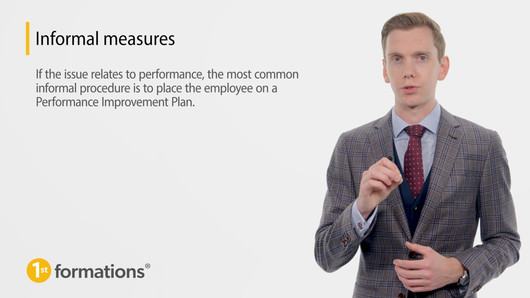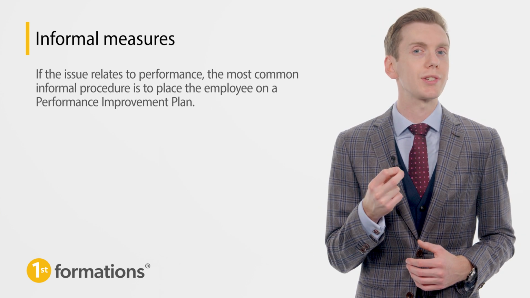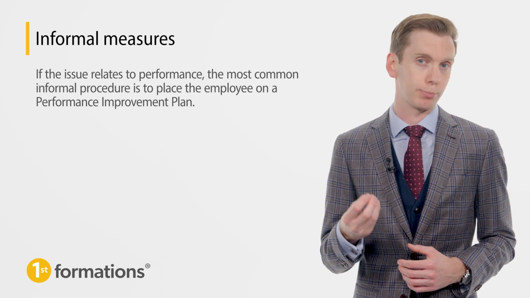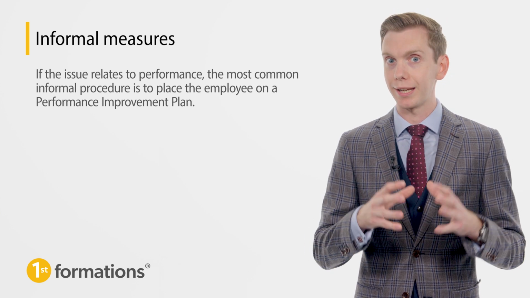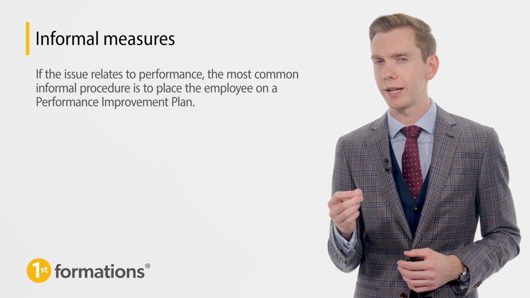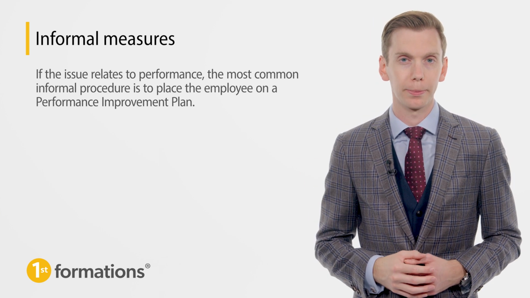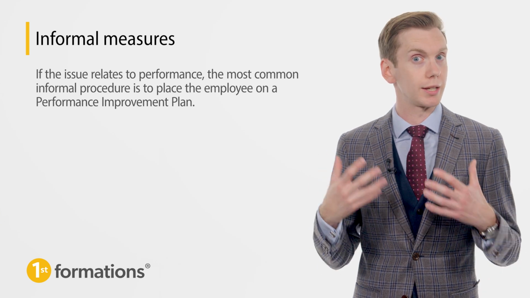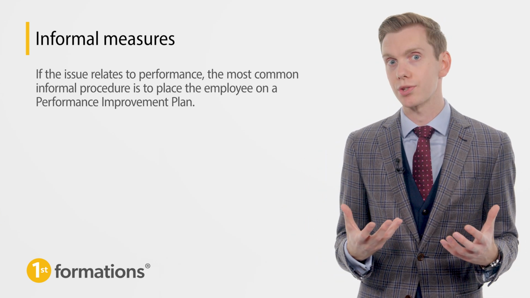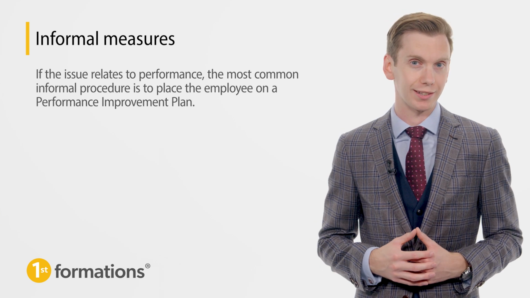If the issue relates to performance, the most common informal procedure is to place the employee on a performance improvement plan, or PIP. This plan outlines what issues have been identified and what the employee needs to do to improve. You should document these meetings and outline what steps you're taking to help the employee meet their targets.